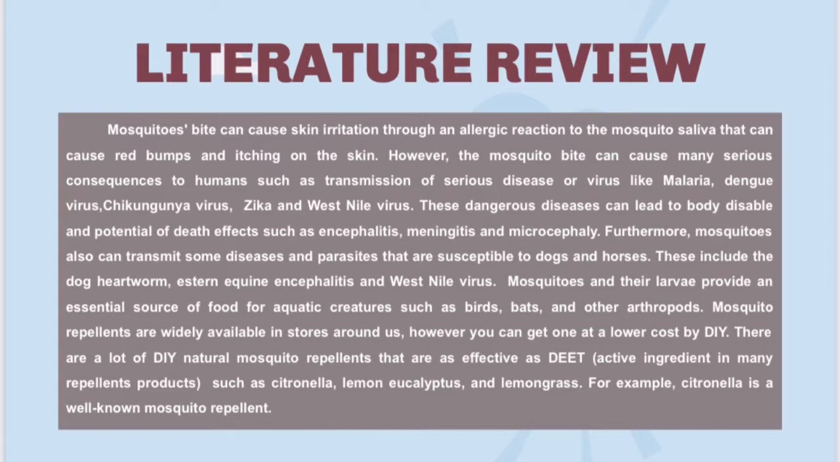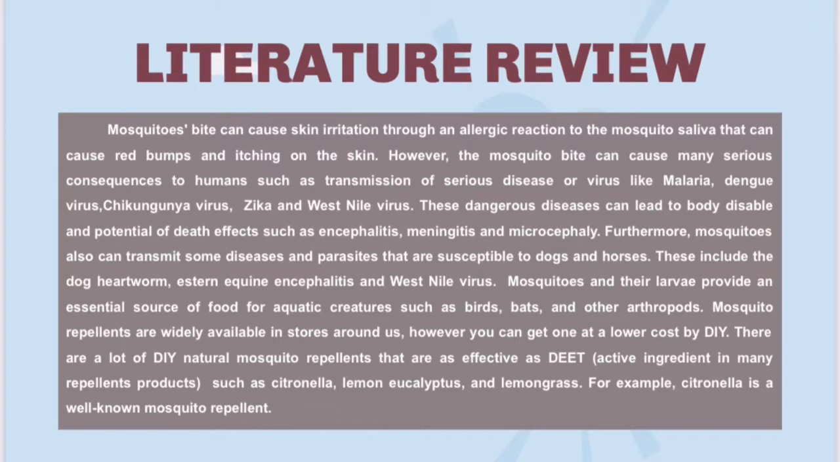These dangerous diseases can lead to body disability and potential death, with effects such as encephalitis, meningitis, and microcephaly. Furthermore, mosquitoes also can transmit some diseases and parasites that affect dogs and horses. These include the dog heartworm, Eastern equine encephalitis, and West Nile virus. Mosquitoes and their larvae provide an essential source of food for aquatic creatures such as birds, bats, and other arthropods.